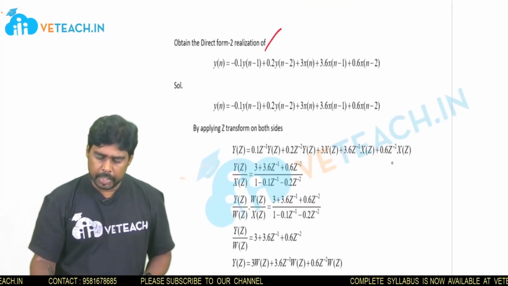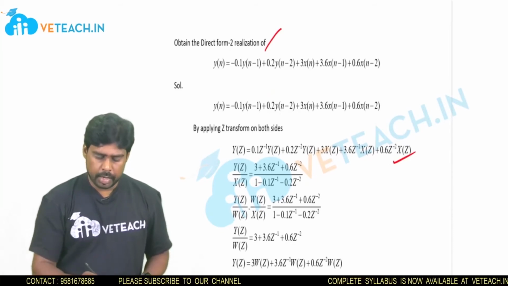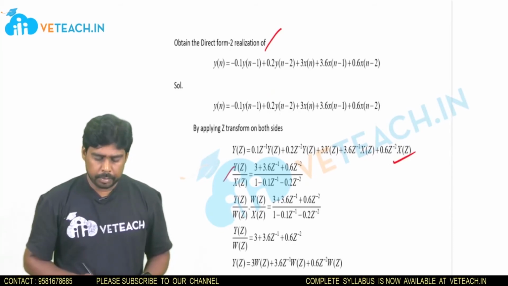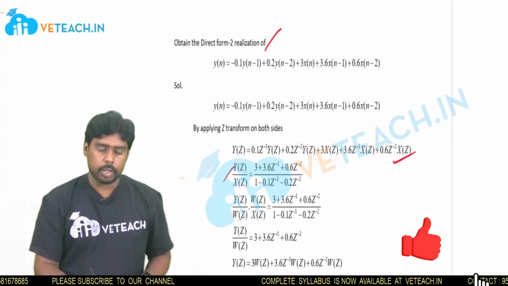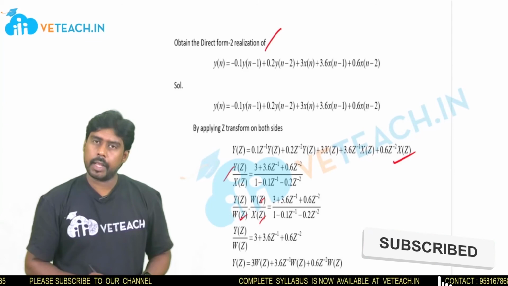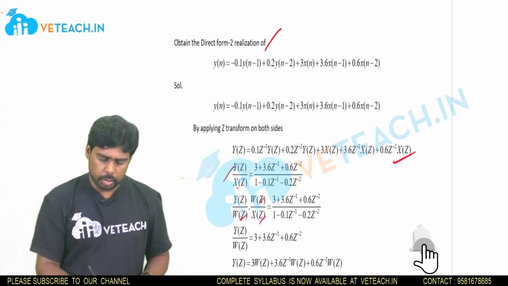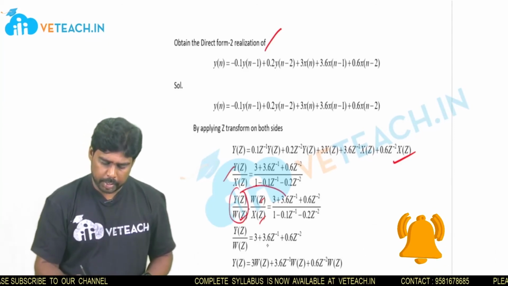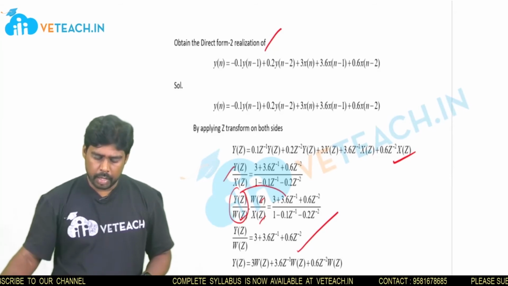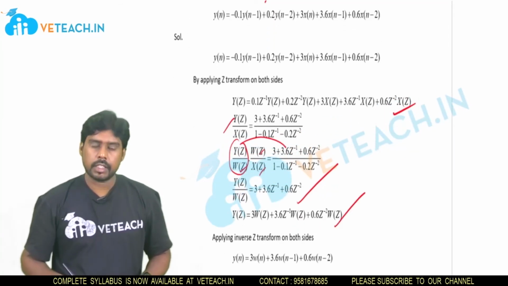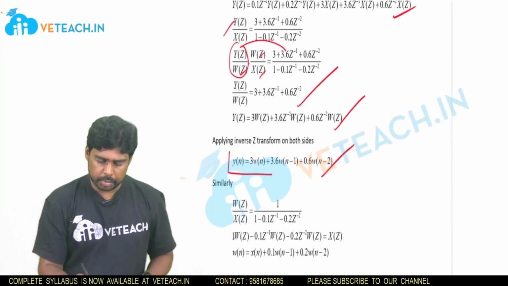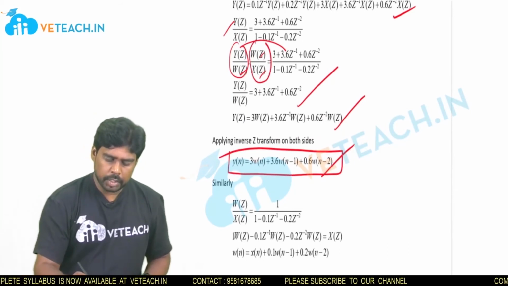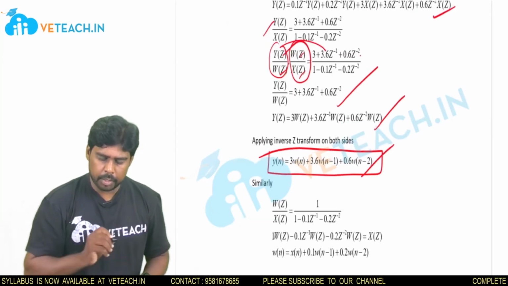I have applied Z transform on both sides, and Y of z by X of z can be written as Y of z by W of z into W of z by X of z. As I told you, this part is equal to the numerator. Again cross multiplying, you will get this, and if you apply inverse Z transform, this is the expression.